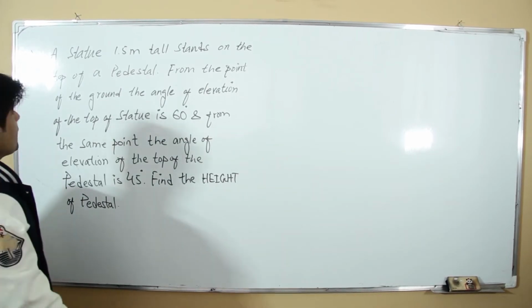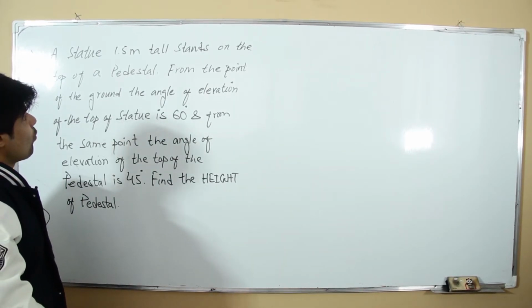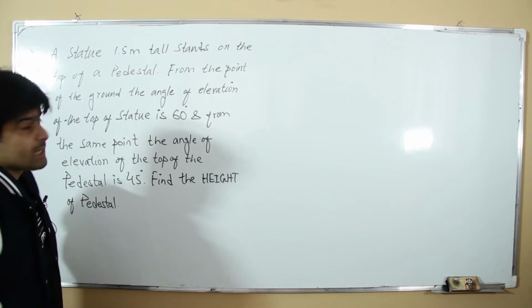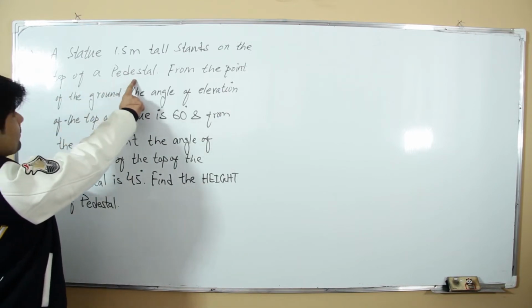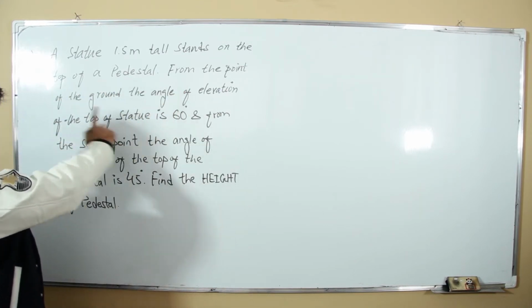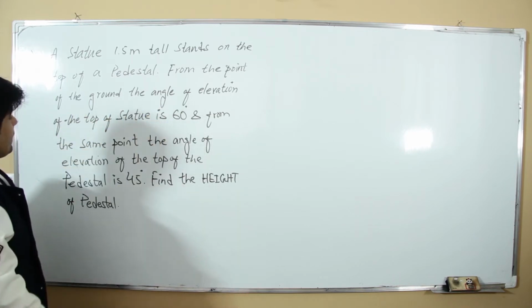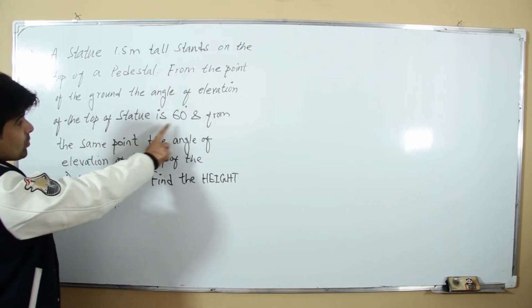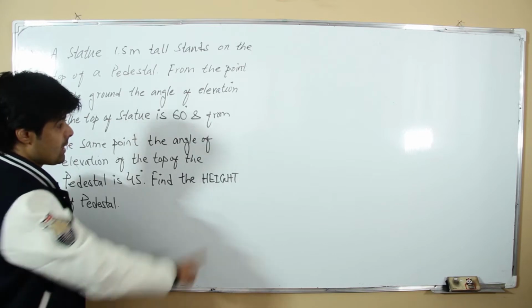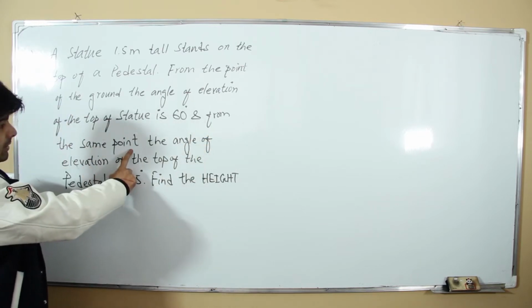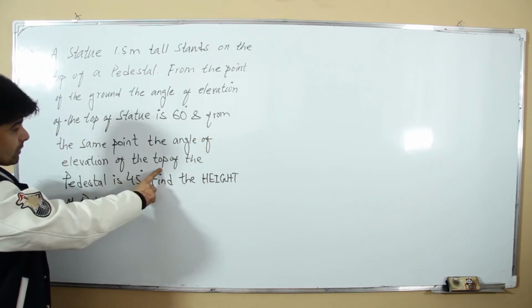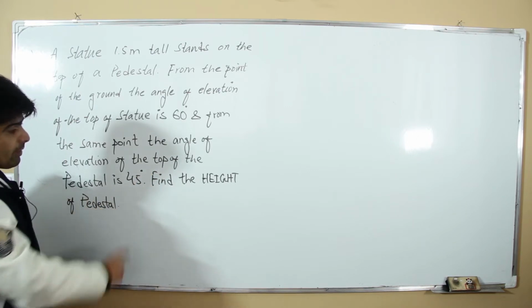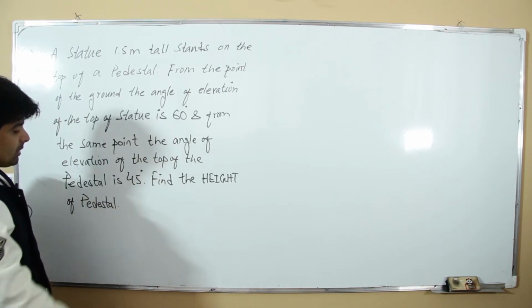Question number 7. A statue is 1.5 meter tall. It stands on the top of a pedestal. From a point on the ground, the angle of elevation of the top of the statue is 60 degrees. And from the same point, the angle of elevation of the top of the pedestal is 45. Find the height of the pedestal.